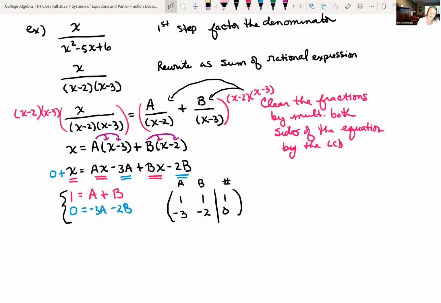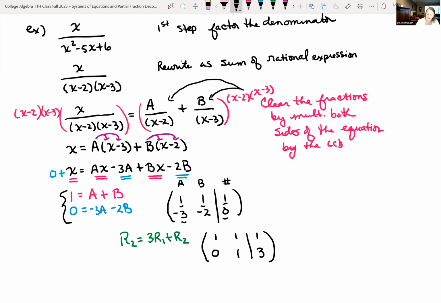And so I know that row 2 could equal 3 times row 1 plus row 2. So row 1 is 1, 1, 1. Row 2 is now going to become, well, 3 times 1 is 3, minus 3 is 0. 3 times 1 is 3, minus 2 is 1. 3 times 1 is 3, plus 0 is 3.